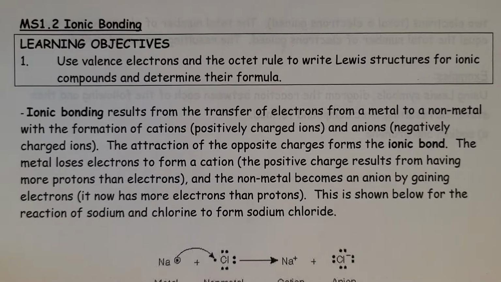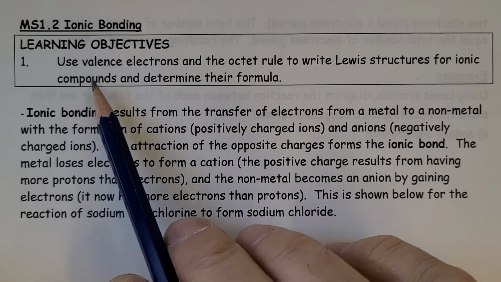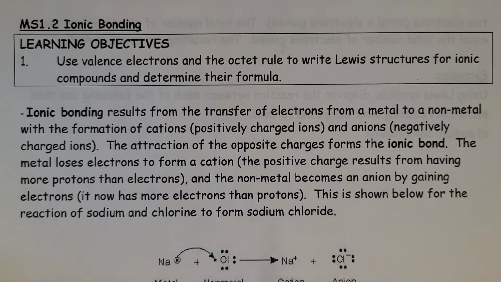Welcome back, Chemistry 30. So in the last section, we looked at making Lewis structures, and now we'll look at how we use those Lewis structures for the different types of bonding that we'll encounter. So here we'll look at 1.2 ionic bonding, which is no stranger to you. Use the valence electrons and the octet rule to write the Lewis structures for ionic compounds and determine their formula.